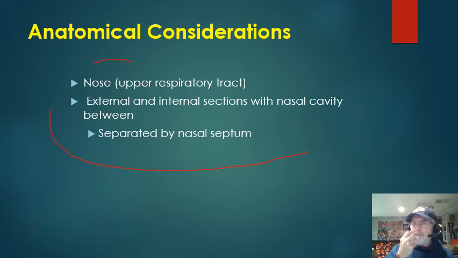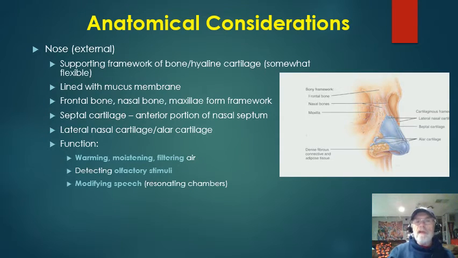The internal portion is way in the back. It's divided all the way to the back side by the nasal septum. That nasal septum anteriorly is very flexible because it's cartilage. As I get further back, I get closer to that area of the vomer, okay, where it becomes more bony. But it's divided right and left side. If I look at this external nose, and this is what we see, this area in here is my external nose portion.